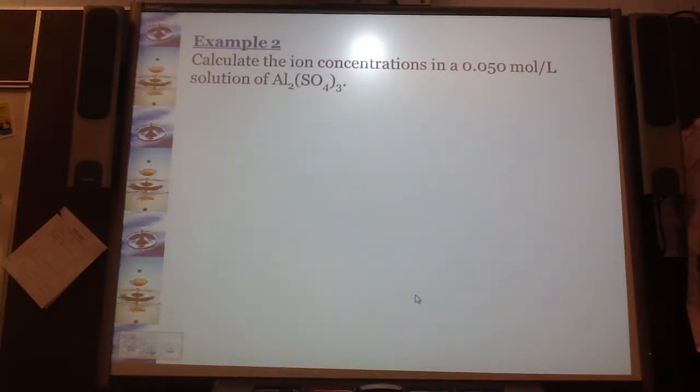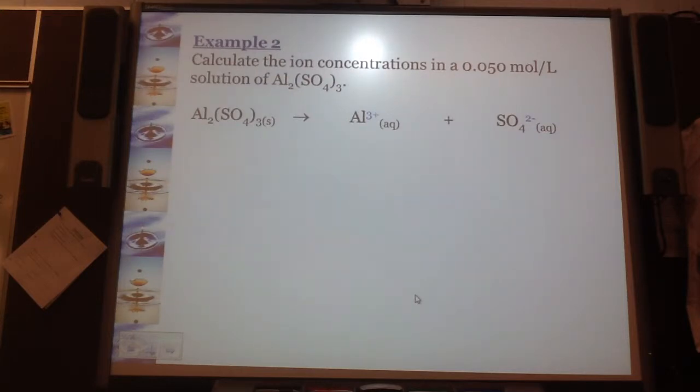So say we have our aluminum sulfate. Take that aluminum sulfate and write your dissociation equation. It breaks up into your aluminum 3 plus and your sulfate 2 minus. Now balance it.